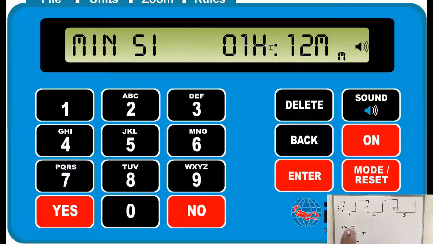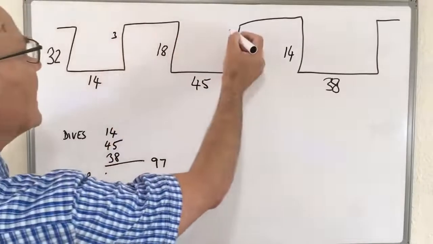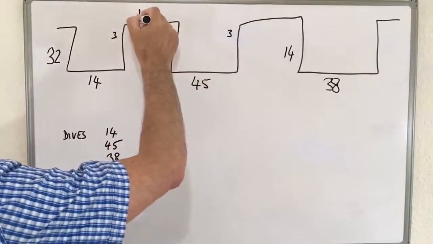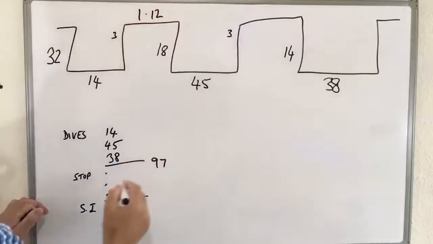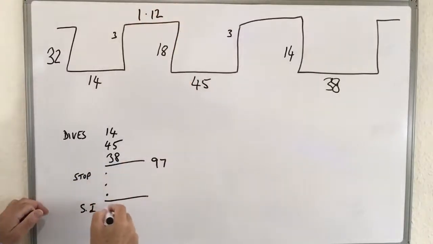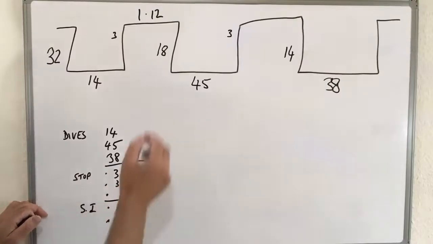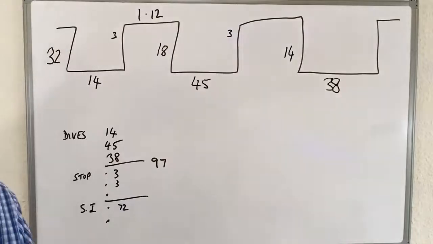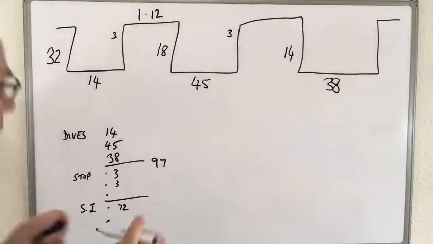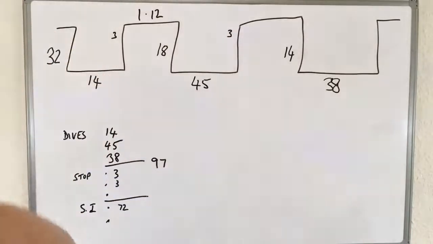So we'll fill in a few details. 3 minutes here, 3 minutes here, 1 hour and 12 minutes. So we can put this surface interval of, I'm going to put that as 72 minutes there. And now we've got no choice but to start again from the beginning and work through. So let's do that.